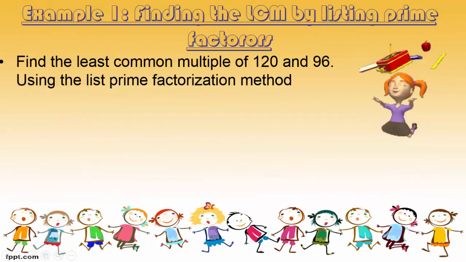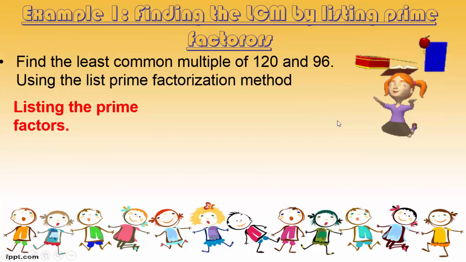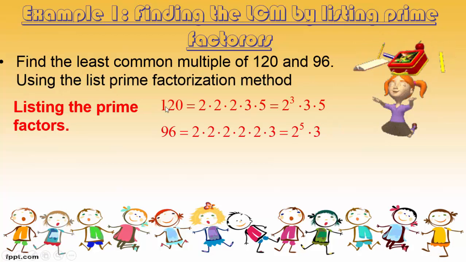Example 1. Finding the least common multiple by listing prime factors. In this example, we're asked to find the least common multiple of 120 and 96, and we're asked to use the list prime factorization method. We want to list the prime factors of 120 and 96. So 120, the prime factors are 2, 2, 2, 3, and 5 multiplied. And 96, it's 2 times 2 times 2 times 2 times 2 times 3.